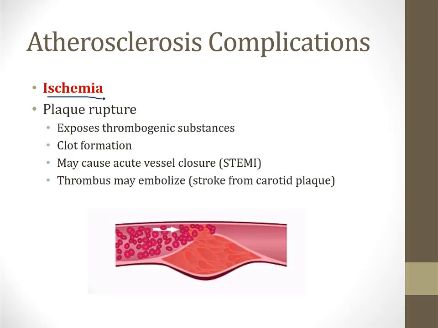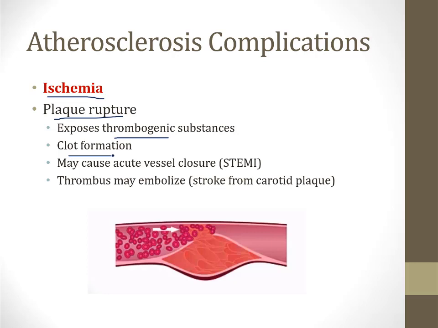Now let's talk about some of the consequences of atherosclerotic plaque. The first one is ischemia. If the plaque narrows the vessel lumen so that blood flow is poor, that leads to ischemia in the tissue beyond the atheroma. Second consequence is plaque rupture. So in some cases, these plaques will rupture, and that exposes substances within the plaque that are thrombogenic, and a clot forms, and this can acutely close down a vessel.